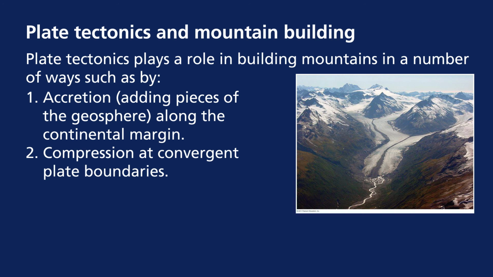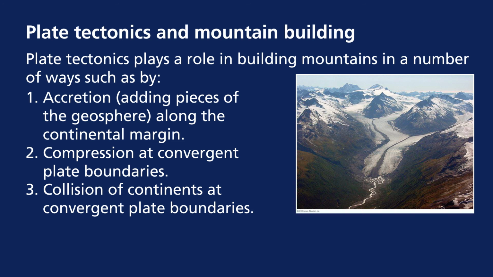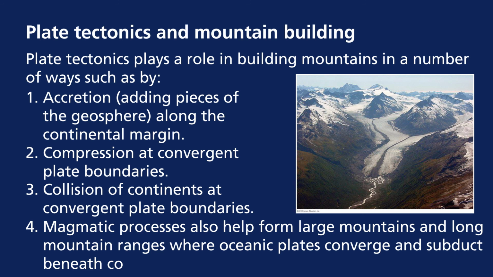Compression at convergent plate boundaries, just through the sheer physical compression, mountains can form. The collision of continents as one continent goes above another continent is a third way in which mountains are formed. And lastly, magmatic processes help form large mountains. And these large mountain ranges can be shown on the oceanic plates converging and subducting beneath the continental margin.